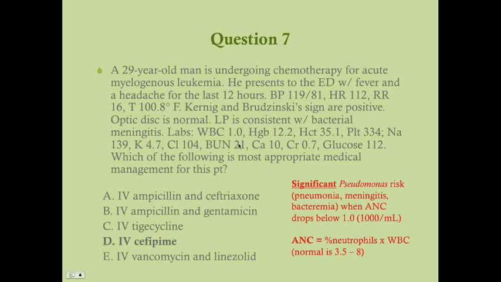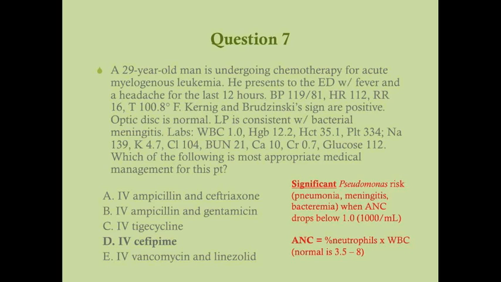Since this patient has a white blood cell count of 1.0, his absolute neutrophil count is going to be something less than that. Your absolute neutrophil count is always going to be less than your white blood cell count, because your neutrophils are a percent of your white blood cell count. Now, anytime the absolute neutrophil count drops below 1.0, and some would even say 1.5, that implies a significant Pseudomonas risk.